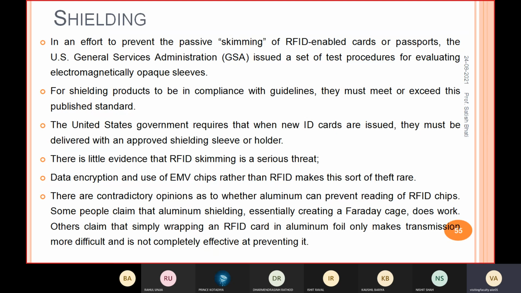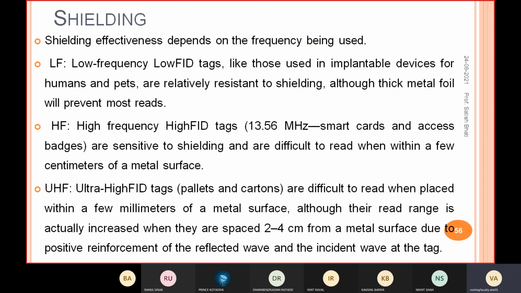But that prevention of the transmission also depends on how much thickness you are using for the aluminum material, right? The shielding effectiveness depends on the frequency being used, right? For example, if you are using a very thin aluminum foil and the frequency is in gigahertz, then it will not work, right? So the effectiveness of this shielding depends on frequency.